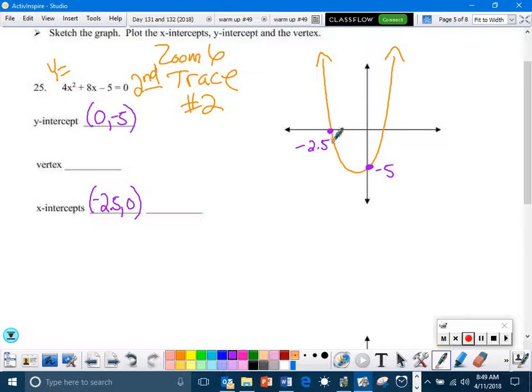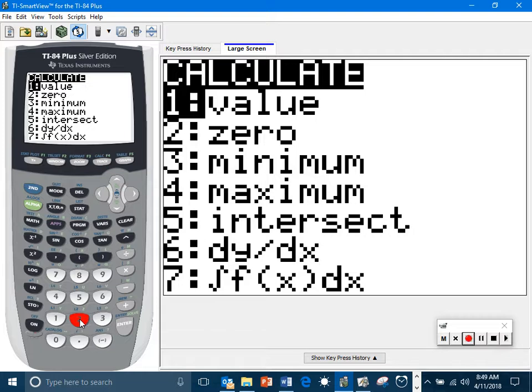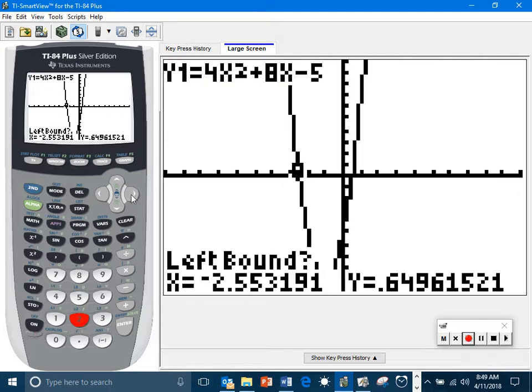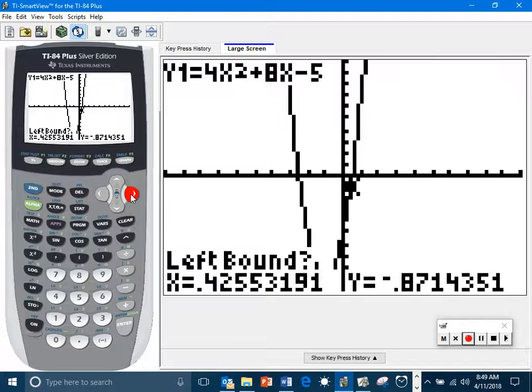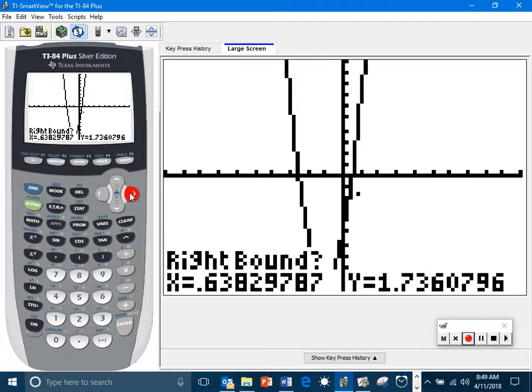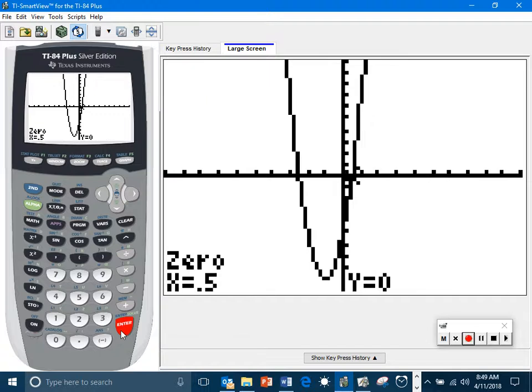Okay, now I'm going to find the other one. So again, I'm going to start over, second trace, number 2. Now I have to move to the other side. Okay, now on this side, to be on the left side of the x-intercept, I need to be under the x-axis. I'm going to hit enter. Now I'm going to move to the right side, so I'm going to move above, and I'm going to hit enter. Then I'm going to hit enter again. So that one's 0.5.